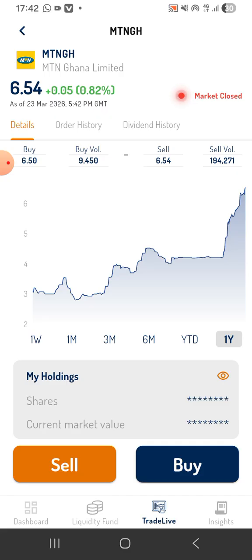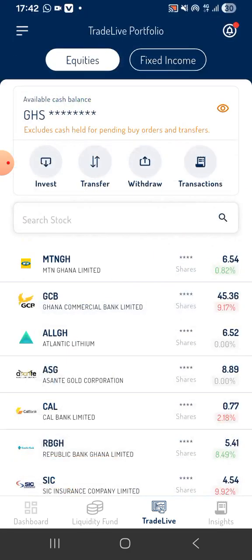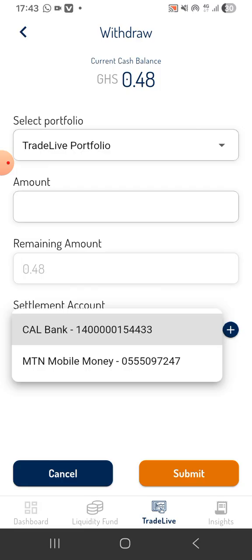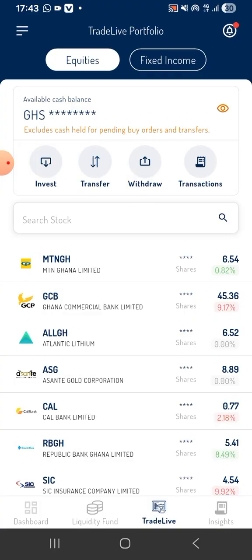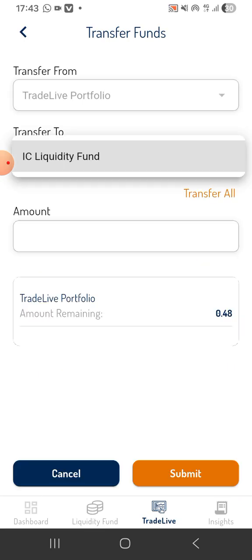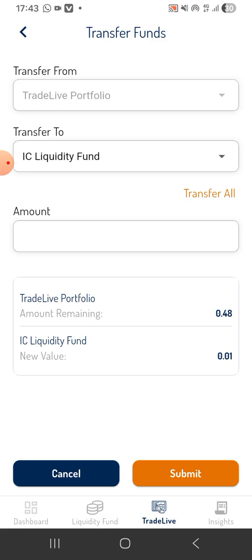When you sell it, if the order goes through successfully, you will get the money in your Trade Life portfolio. You see where the available cash balance is, that is where the money will come. If you want to withdraw it, you click on withdraw, and then you can send it to either your bank account or your mobile money. But if you want to transfer it to the IC Liquidity Fund, that is when you click on transfer, then you click on IC Liquidity Fund, enter the amount, and then click submit.